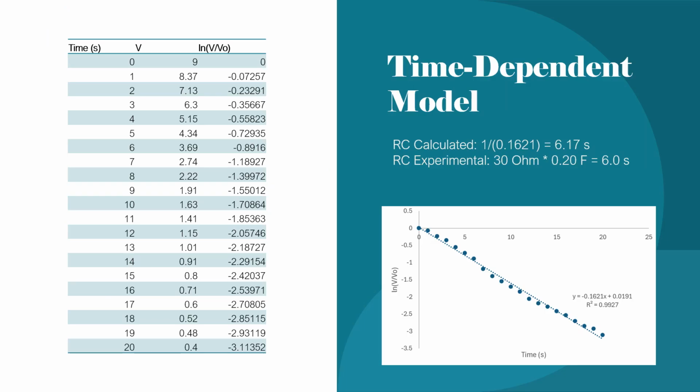For the time-dependent model, we have a graph to the left plotted in Excel of each second and the voltage of the voltmeter. We then have a slope to get the RC calculation, which is 6.17 seconds, which would be 1 over the slope of the graph. And then the experimental value, which is 30 ohms times the 0.2 Farad, is around 6 seconds.